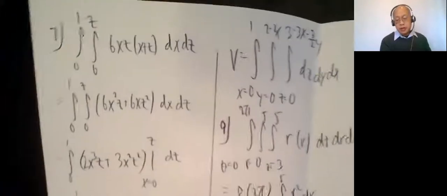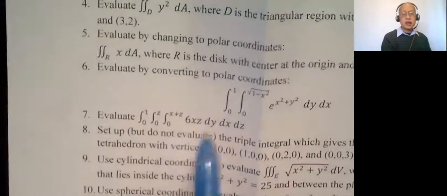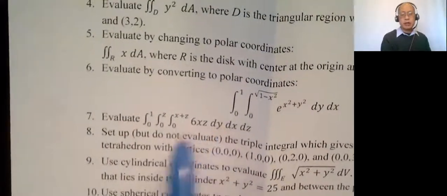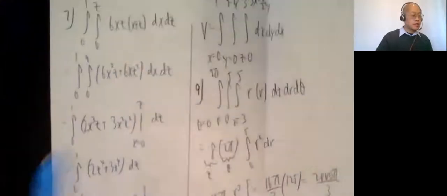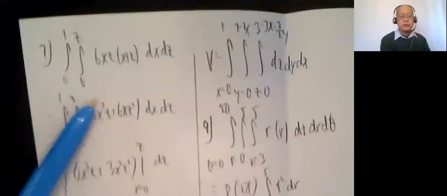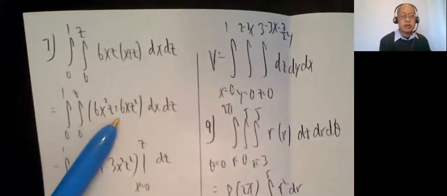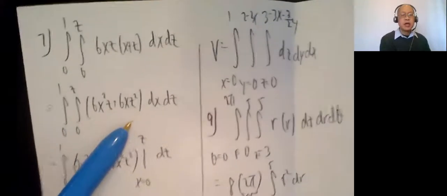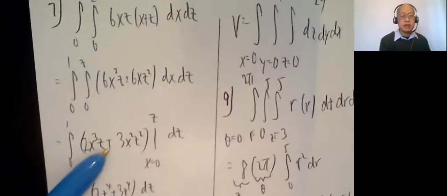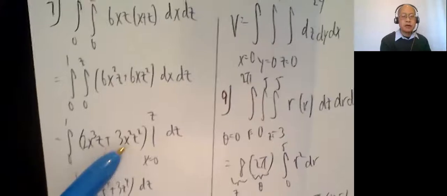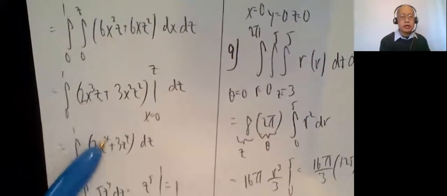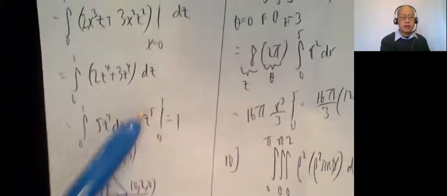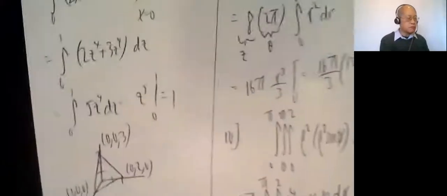Number 7, from the original, 6xz is a constant as far as y is concerned. So I can just put down the length of the interval, which is x plus z. Distribute: 6x squared z plus 6xz squared, dx dz. Integrate with respect to x: 2x cubed z plus 3x squared z squared. Plug in 0, you get 0. Plug in z, you get 2z to the 4th plus 3z to the 4th, which is 5z to the 4th. The integral is z to the 5th from 0 to 1. Answer is 1.